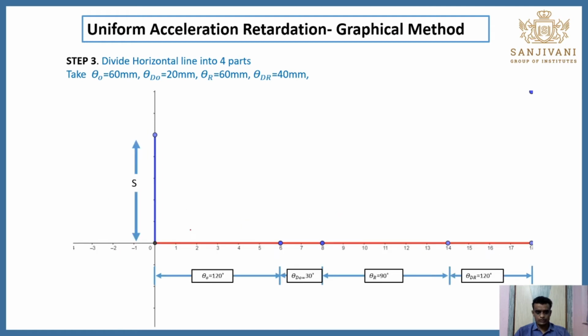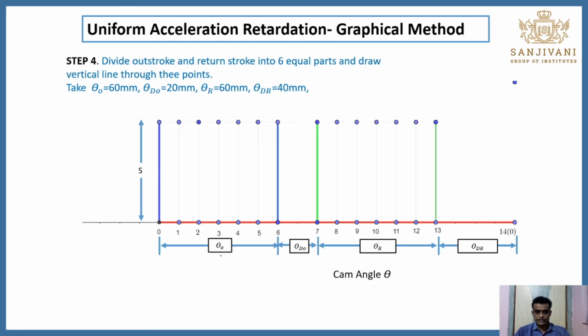Next, theta O that we already mentioned. Again, in this case, any one angle is 120 degrees, 30 degrees, 90 degrees, and 120 degrees. Okay. Now divide this theta O and theta R into 6 equal parts. That means one part is equal to 10 mm.